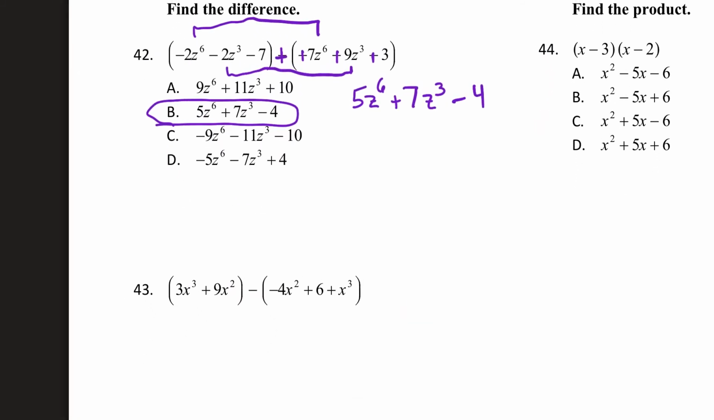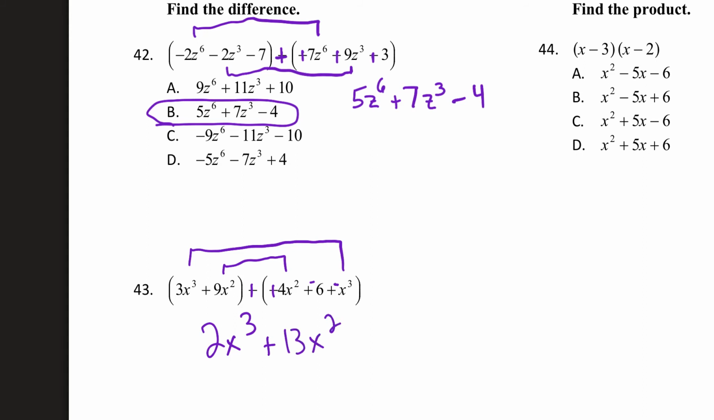Oh, 43. We have another one to subtract here. Okay, so I'll make that a plus, change that to a plus. Oh, and then the next two become minuses. So now when we're combining, it's 3x to the 3rd plus negative x to the 3rd, which is just subtracting. So 3x to the 3rd minus x to the 3rd is 2x cubed. We have 9x squared and 4x squared. Both are positive, so we will add them, plus 13x squared. And in this last one, we have a minus 6. I will just write that on the end. Cool.